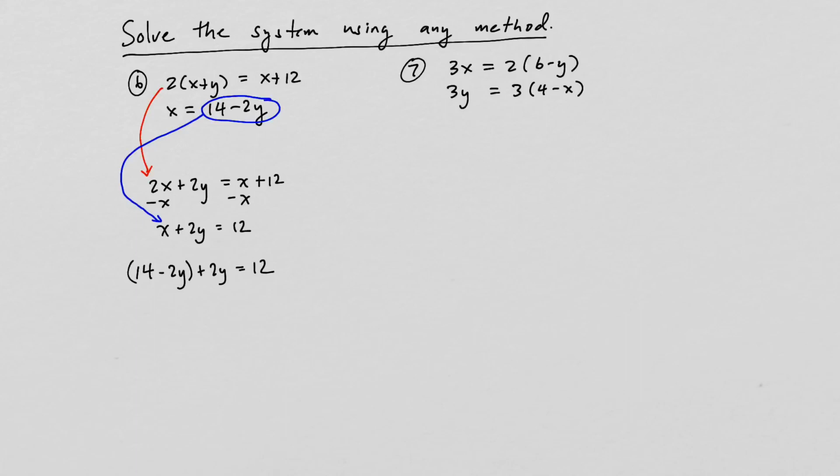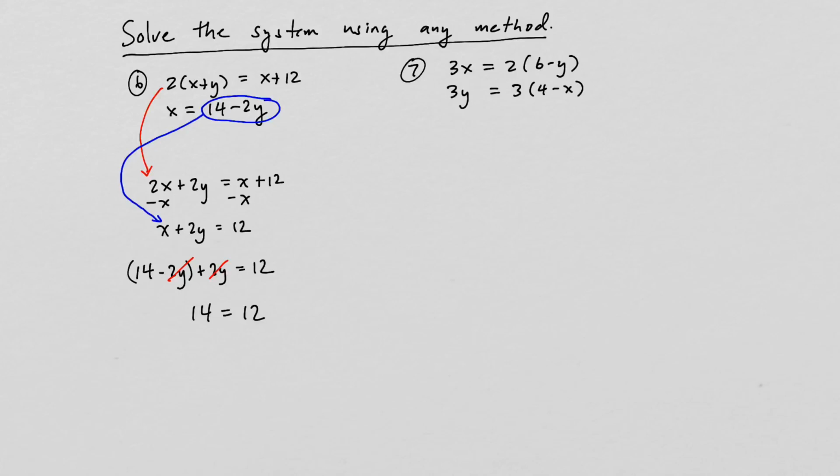And when we do that, we end up with this equation. And of course, what happens here is these cancel out, right? Negative 2y and positive 2y cancel out, and we get 14 equals 12. So this is a special case.